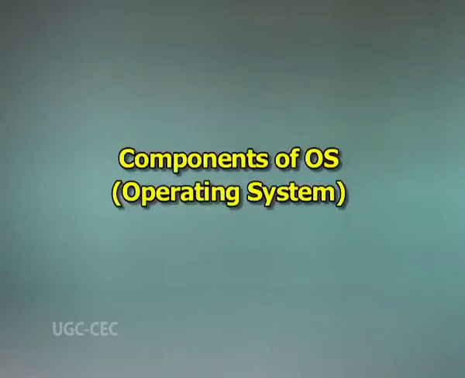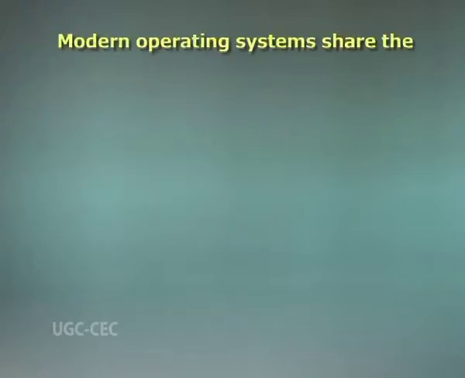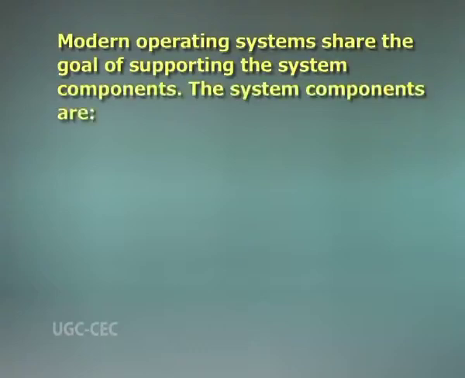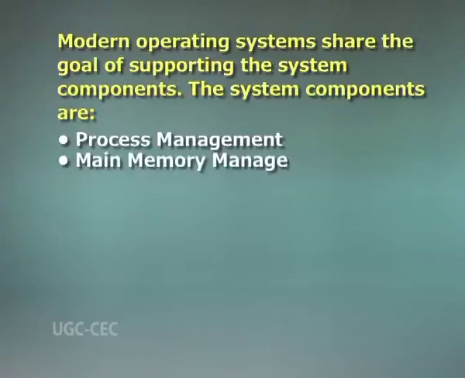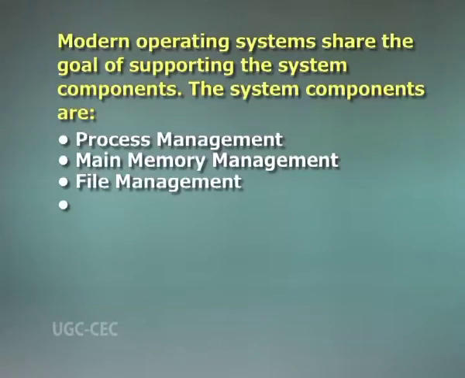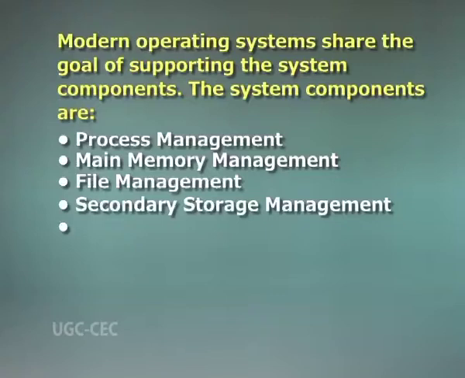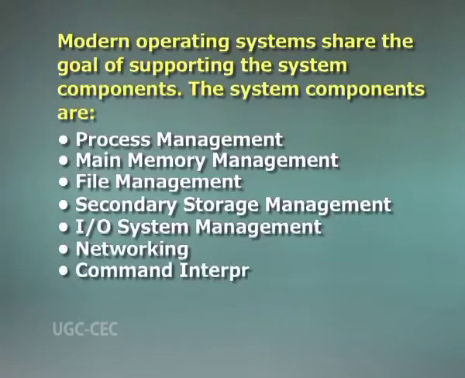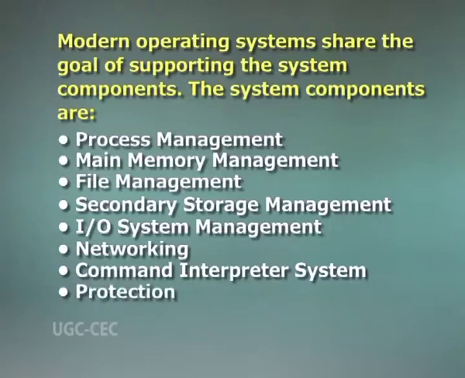Next is components of OS. Modern operating systems share the goal of supporting the system components. The system components are process management, main memory management, file management, secondary storage management, input-output system management, networking, command interpreter system, protection system. Now we will discuss various types of operating system.